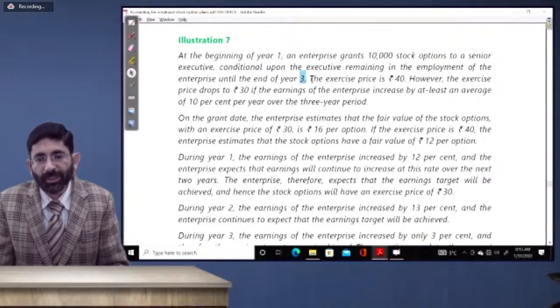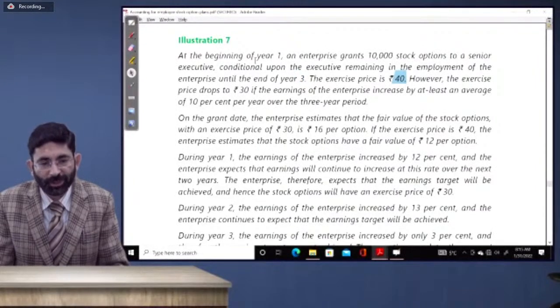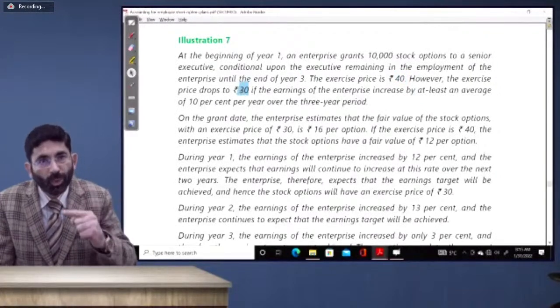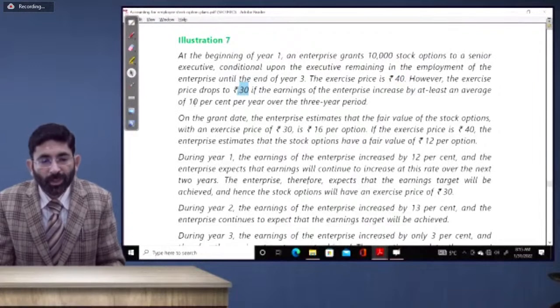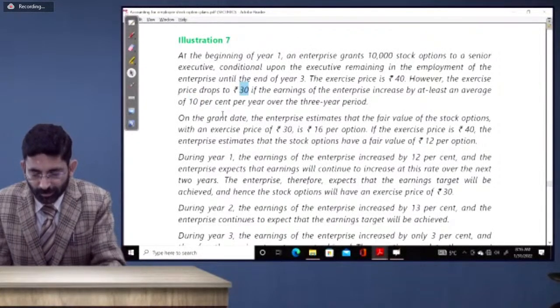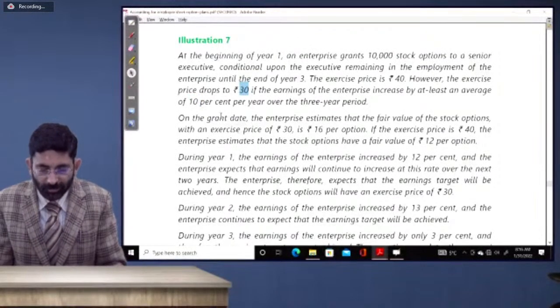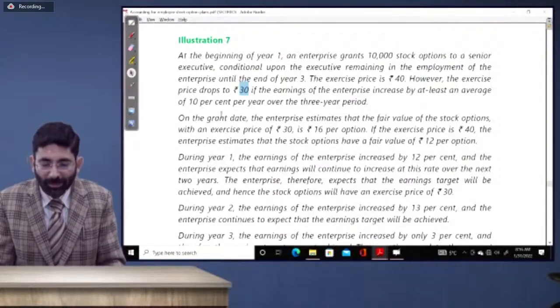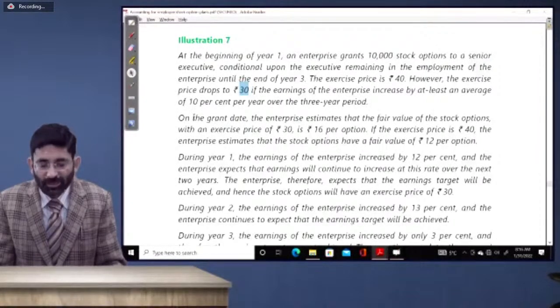The vesting period is 3 years and the exercise price is 40 rupees per share. He says the price will be 30 only, meaning we will give them shares at a lower cost if he does hard work and earns more. If his earning is at least an average of 10% per year over the 3-year period, then it will be issued at rupees 30 only. The journal entries will be passed by you, as we discussed in our previous question.